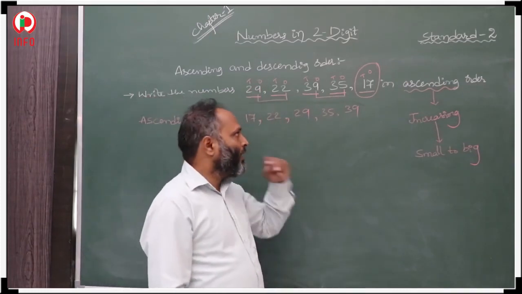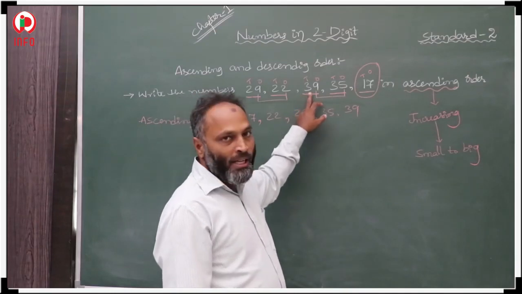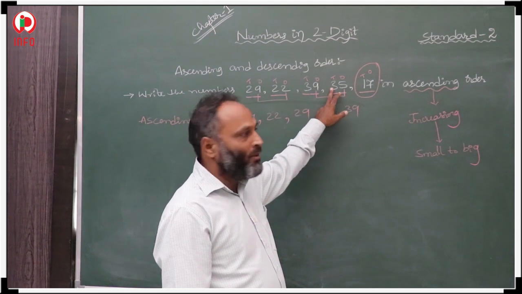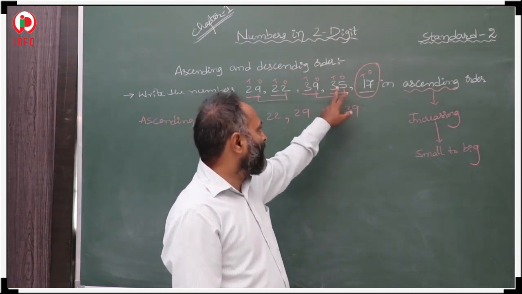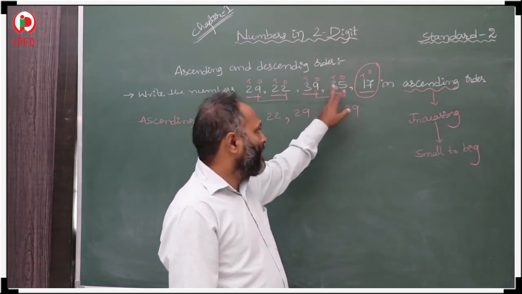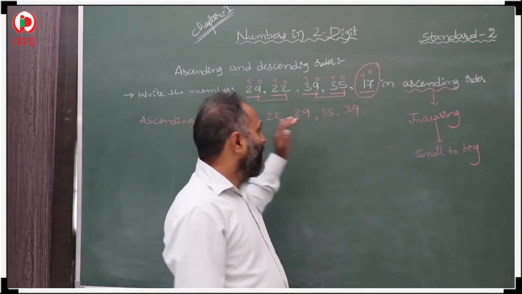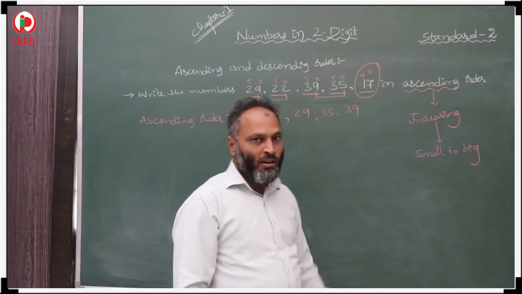And after that we go for tens place 3. Both are the same, so then we go for the ones digit. Here 5 is there, here 9 is there. The lesser value is less, so 35 and then 39. In this way we arrange in ascending order.